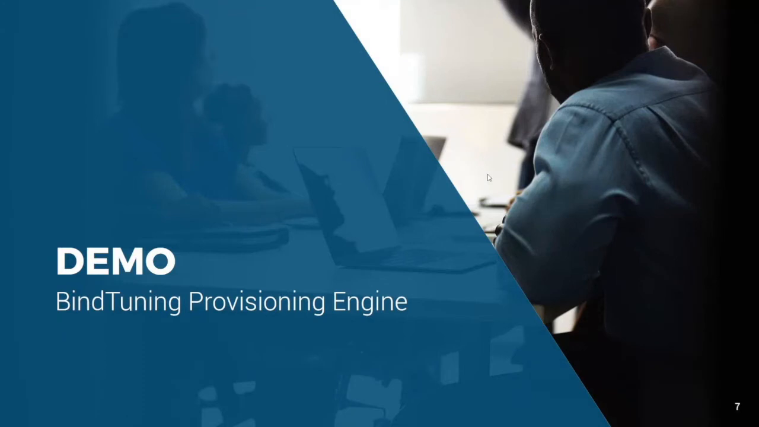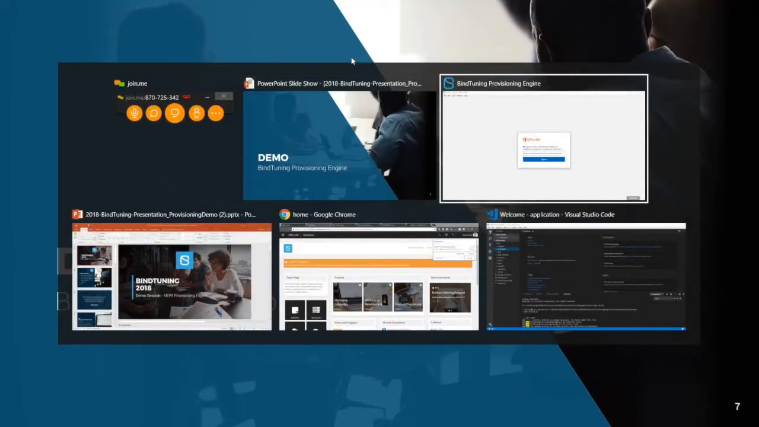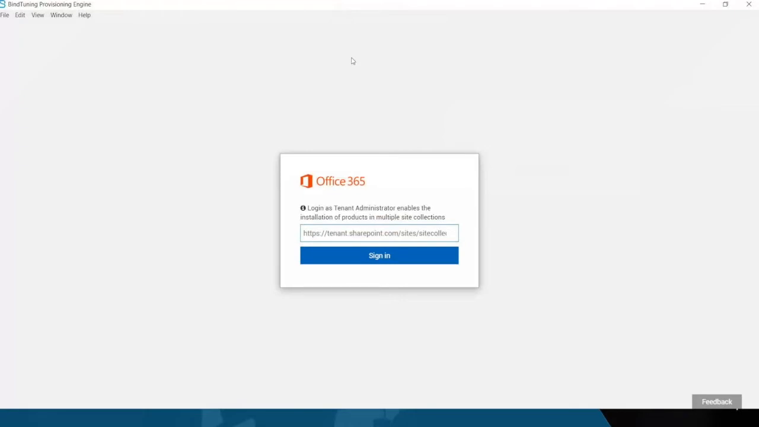Hello, everyone, and thank you for being in this call. I will quickly do an overview and show you how the provisioning engine looks. Before I sign in to Office 365, let me start by explaining what you will see the very first time you open the provisioning engine on your computer. It will require a BindTuning account, and you will have to authenticate in the provisioning engine with your BindTuning credentials to register your application.